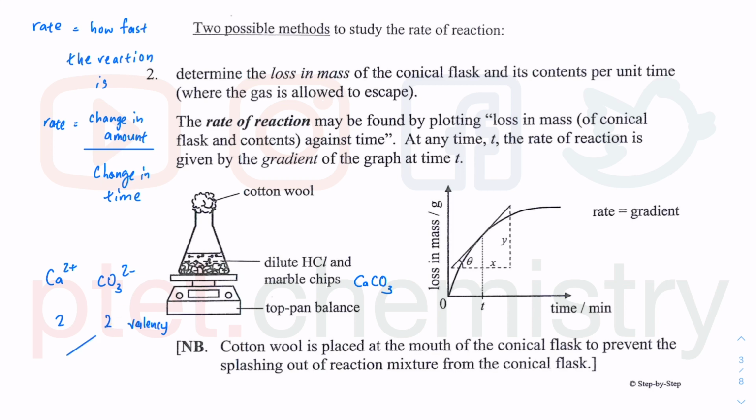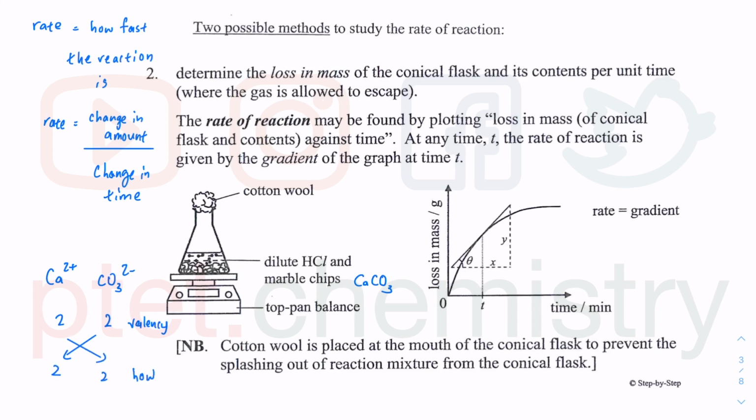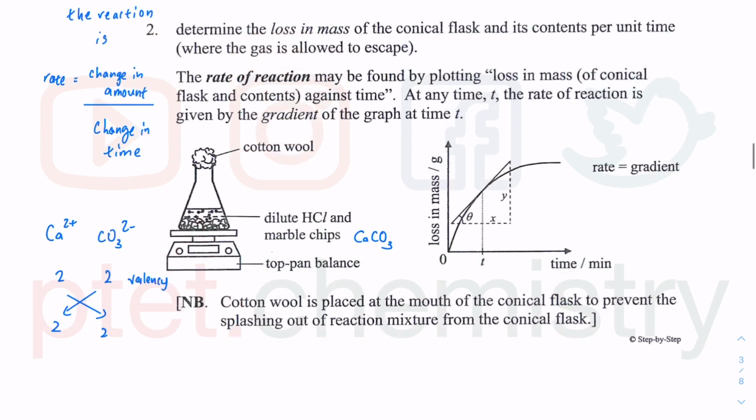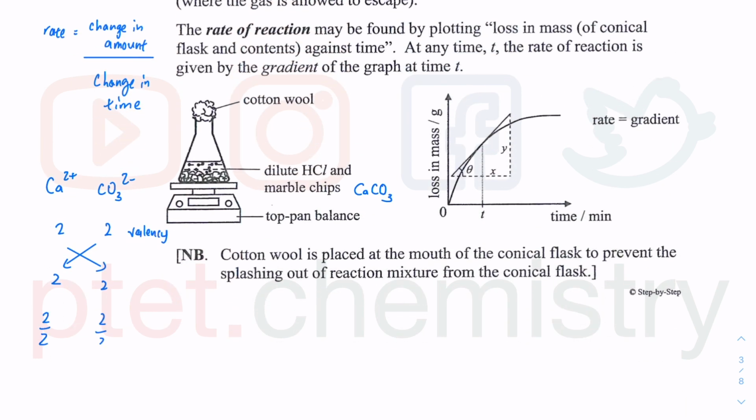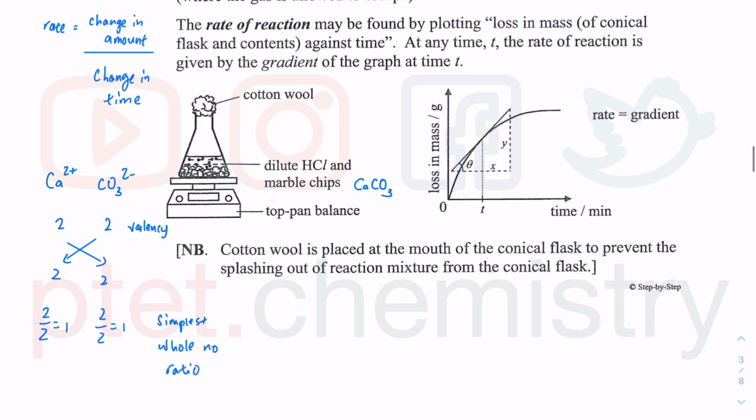When you do the crisscrossing, the cross multiply, then it becomes 2 and 2. This is basically how many, but then they are not the simplest ratio. So you can divide by 2 on both sides in order to get the simplest whole number ratio. So you want the whole number ratio. As you can imagine, this is going to be 1 of that Ca2+ combining with 1 of that CO3 2-. That's why we get CaCO3 for the formula of calcium carbonate. So the name is calcium carbonate, and the carbonate ion is that CO3 2- ion there.